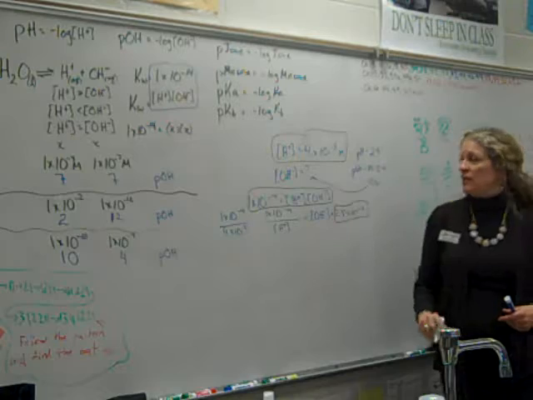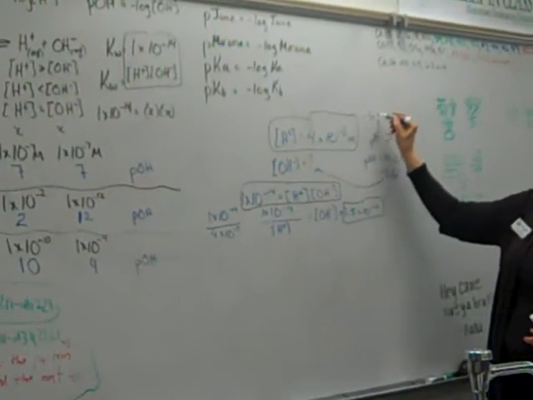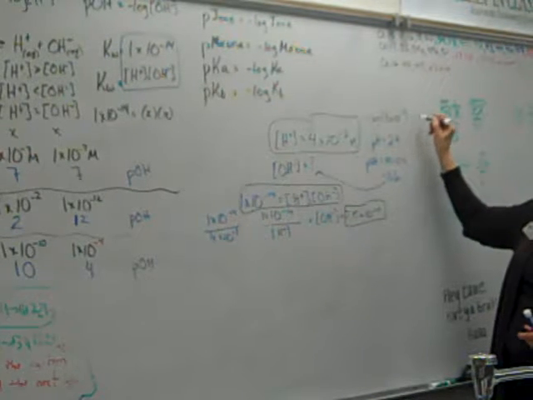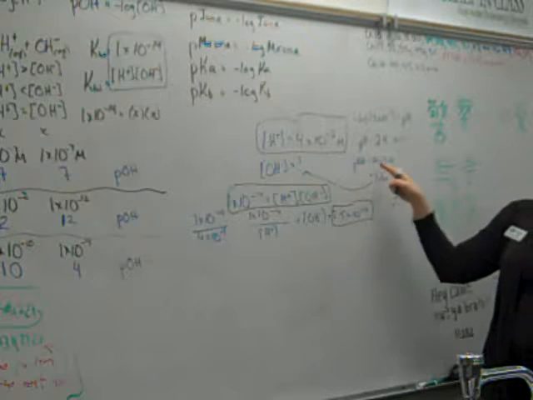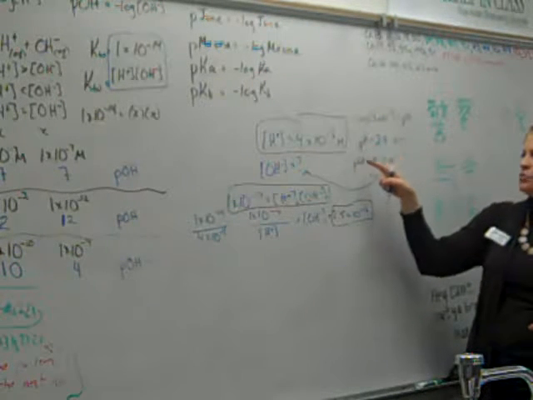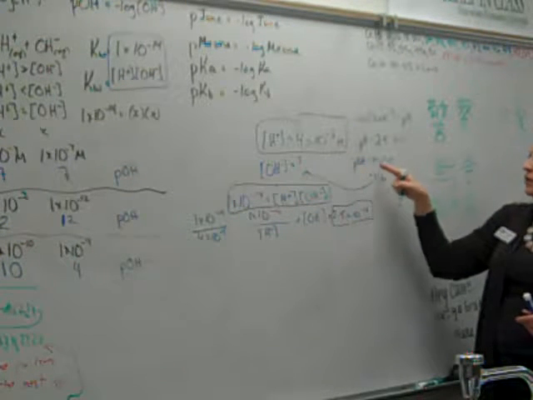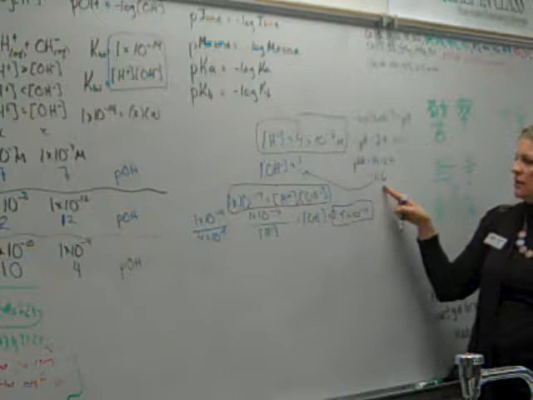Easy. But the other way you could do it is take your H plus, take the negative log of that number, so that you get pH, which gives you a 2.4. Subtract, since pH plus pOH always has to equal 14, then 14 minus 2.4 is 11.6. Now, here is how you do this, okay?